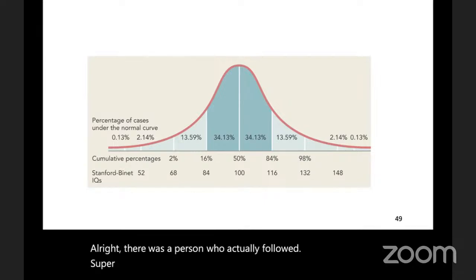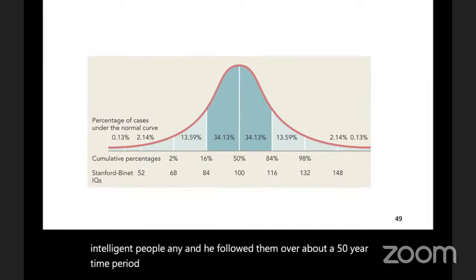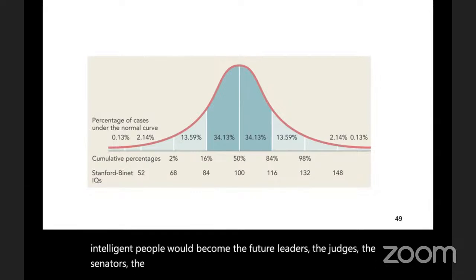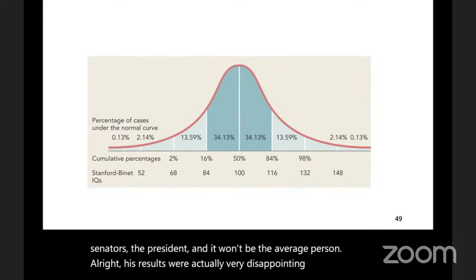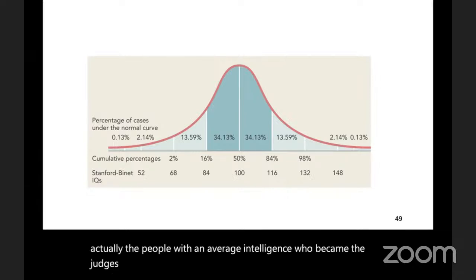There was a person who actually followed super intelligent people and then a control group of average intelligent people. And he followed them over about a 50-year time period. Because what he wanted to prove is that superior intelligent people would become the future leaders, the judges, the senators, the president, and it wouldn't be the average person. His results were actually very disappointing because it was the people with an average intelligence who became the judges, the senators, the community leaders, the CEOs.